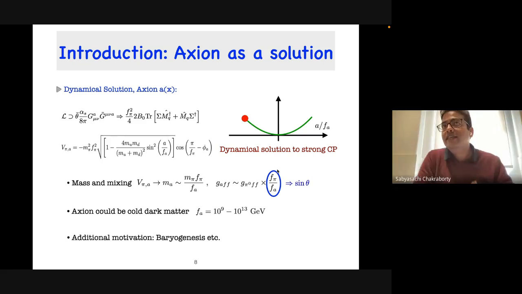Exactly. So there are dedicated experiments only for those, but they are in a different region which I would not focus on. But essentially, people talk about that. These are light shining through walls sort of experiments.